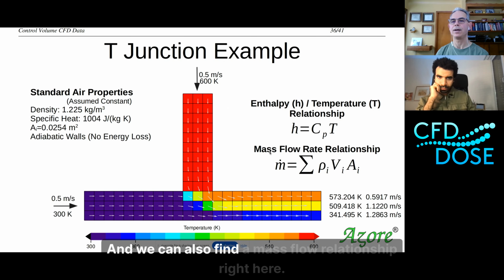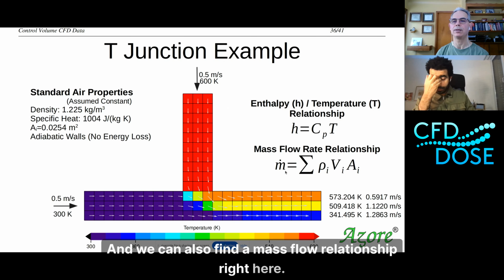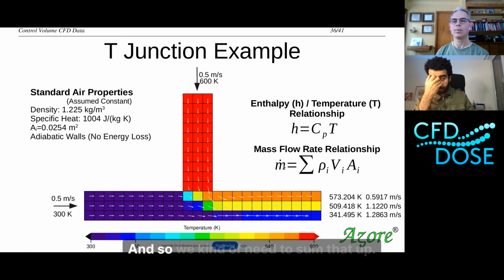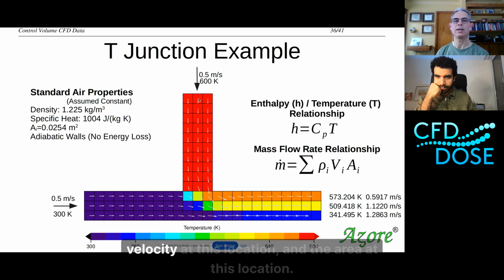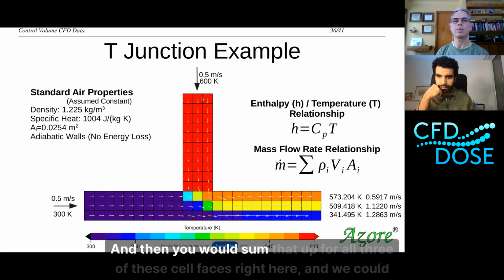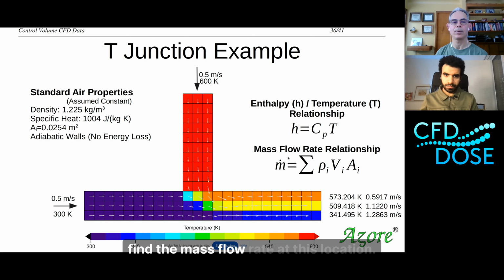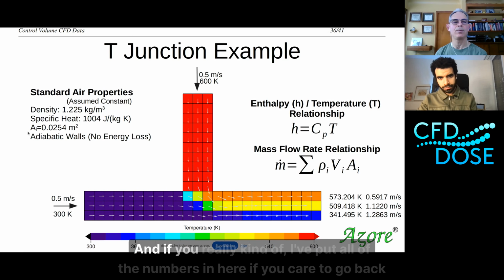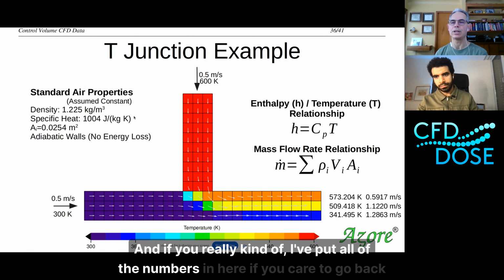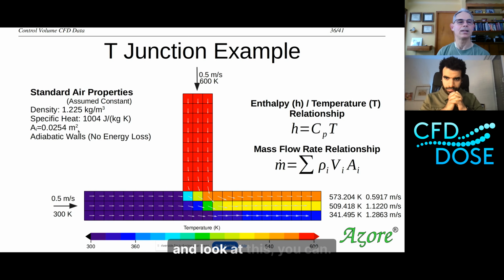And we can also find a mass flow relationship right here. And so we need to sum that up. For the mass flow rate coming in right here, it would be the density at this location, the velocity at this location, and the area at this location. And then you would sum that up for all three of these cell faces right here, and we could find the mass flow rate at this location. And we could do the same here. I've put all of the numbers in here. If you care to go back and look at this, you can.